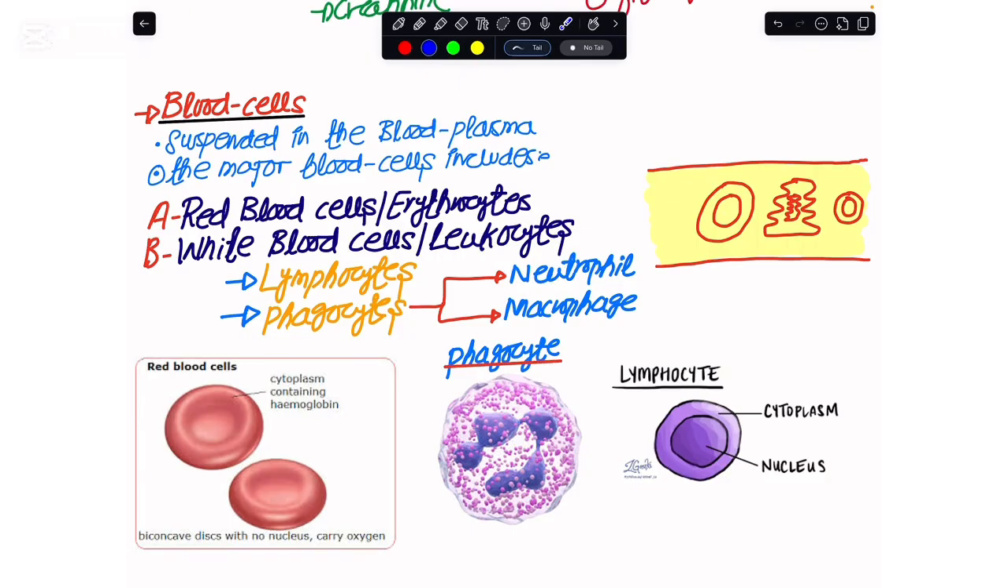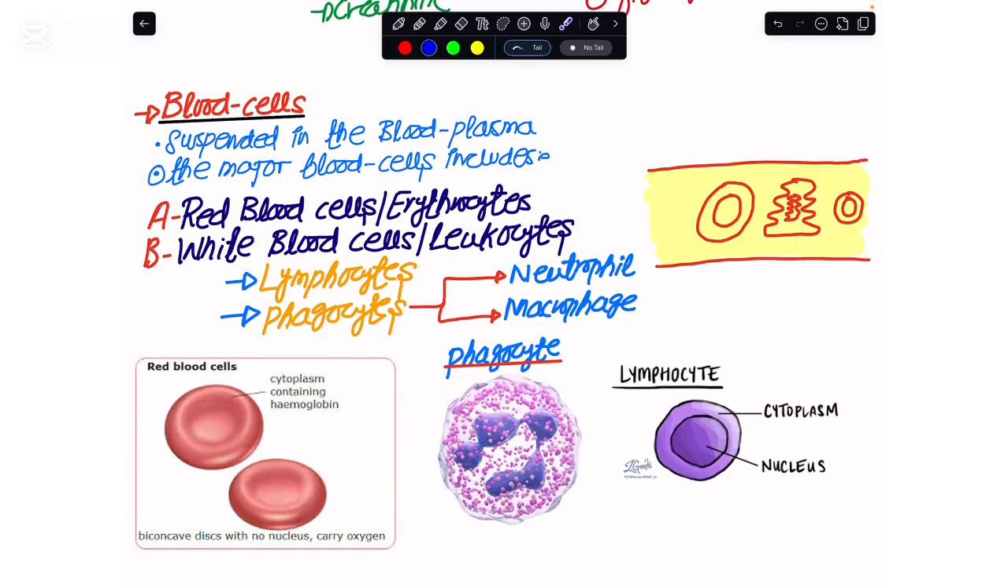Now, this is not required, but yet you must know for your higher classes that these blood cells are generally categorized as lymphocytes and phagocytes. And among the phagocytes that eat up the pathogens, further we have the neutrophils and the macrophages. So these names are actually not required, but yet you must know them. But these lymphocyte and phagocyte names should be there in your mind.